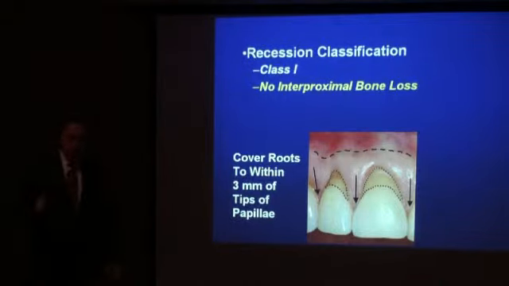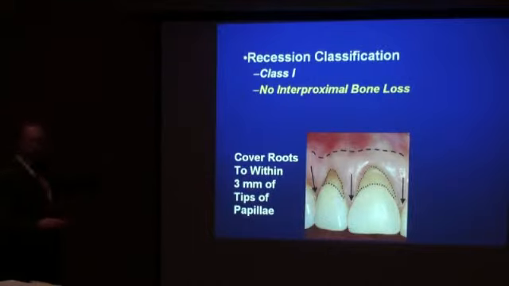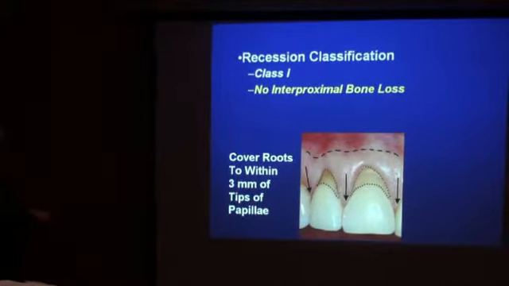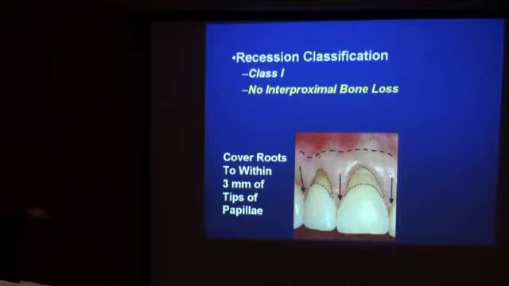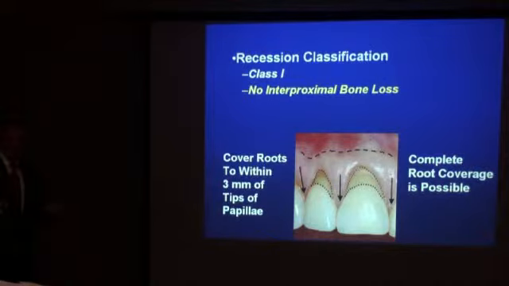This principle comes to play all the time. We can cover roots to within 3 millimeters of the tips of the papillae. And this statement comes from an article by Dr. Pat Allen, and I'll reference this article in more detail in a few minutes. But keep this principle in mind, because if we measure 3 millimeters from the tips of the papillae, we're right about here. So with Class 1 recession, complete root coverage is possible.